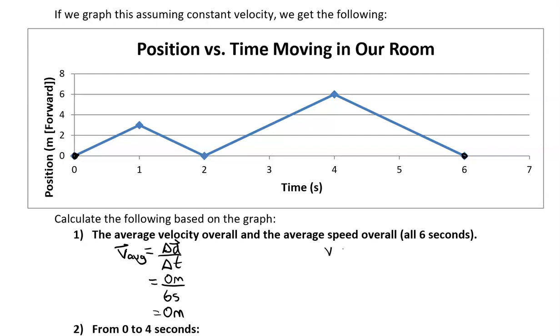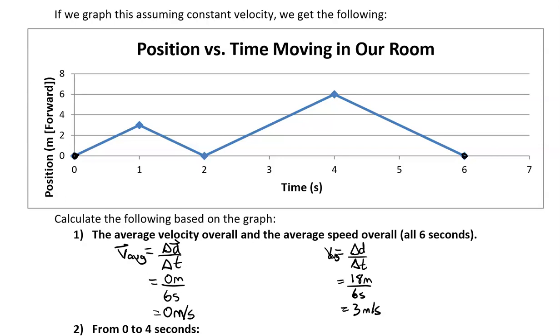Your average speed is the change in distance divided by the change in time. In this case, you've gone 3 meters, back 3 meters, 6 meters, and you've gone 6 meters forward, that's 12 meters, and 6 meters back, so you've gone 18 meters in 6 seconds. So you've actually moved at a speed of 3 meters per second, though your average velocity is 0 meters per second. I should put per second there.